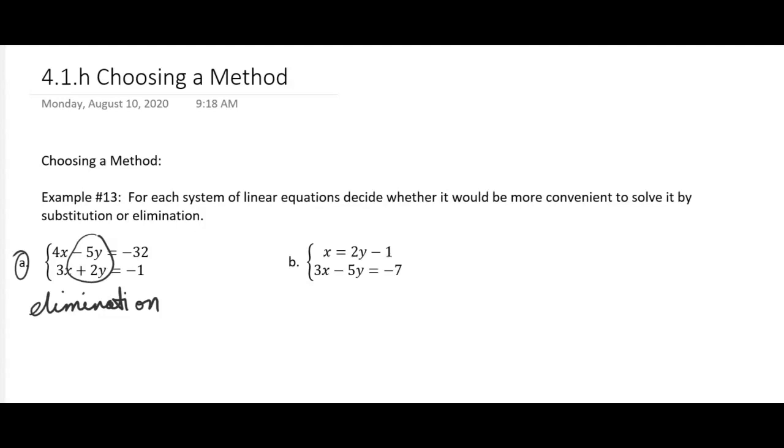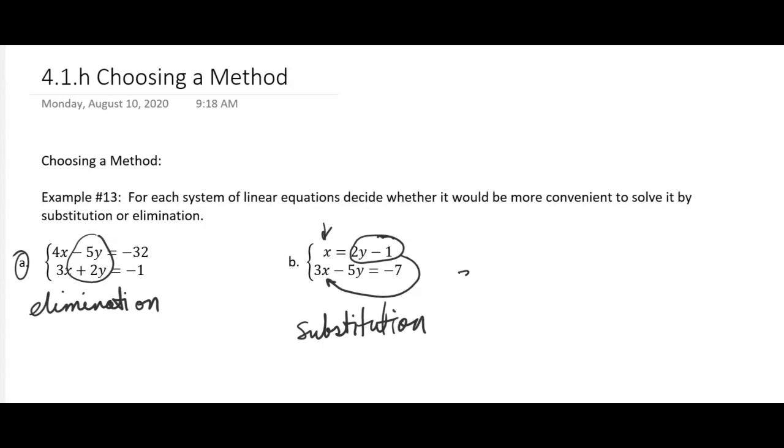The other one, well, let's see, B. It kind of looks like it's set up for substitution, right? Because you have x equals something in the top equation. So I would take this part and substitute it in for the x down there as well. So I would use substitution here. It's all set up for that.